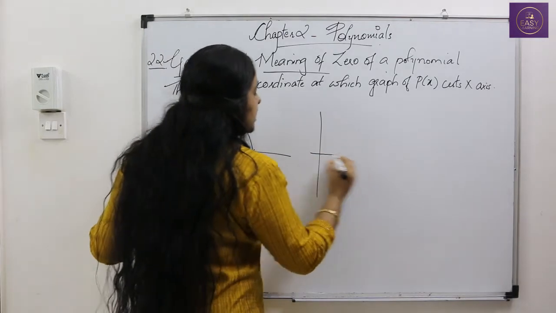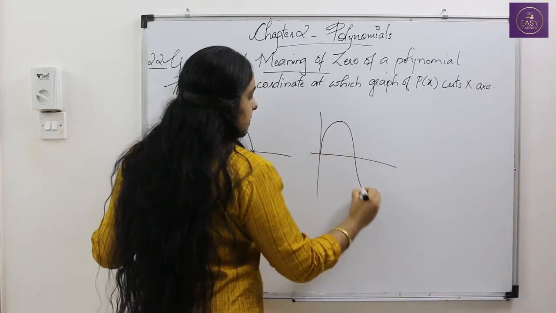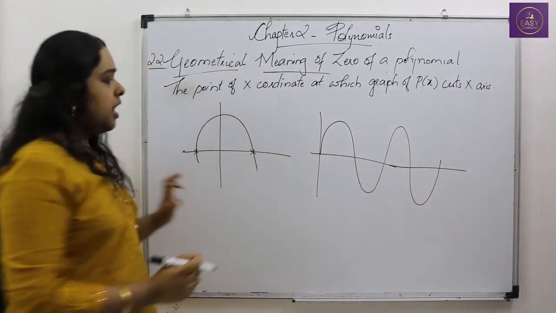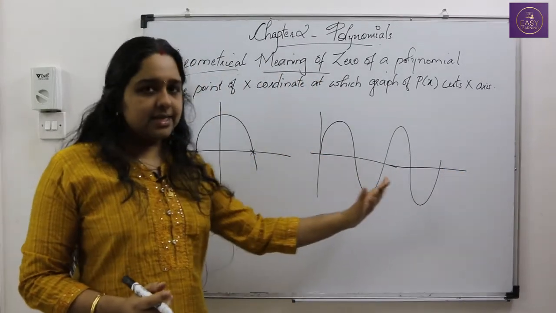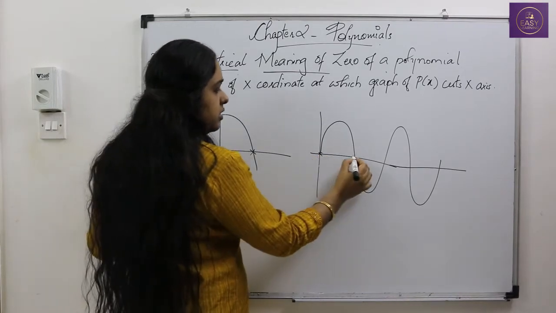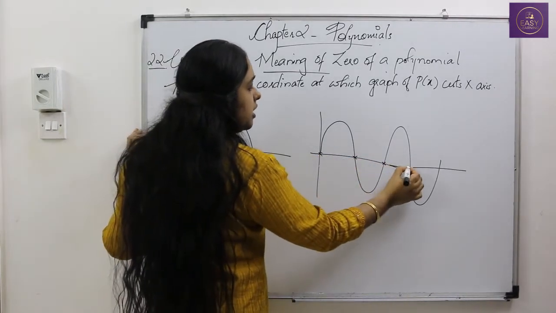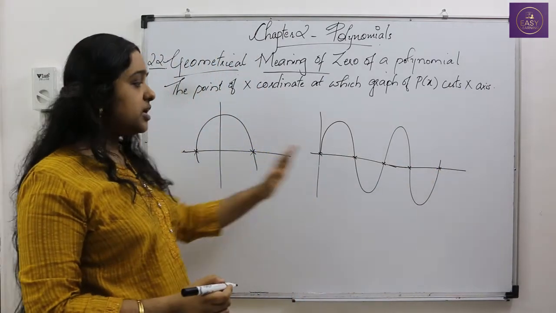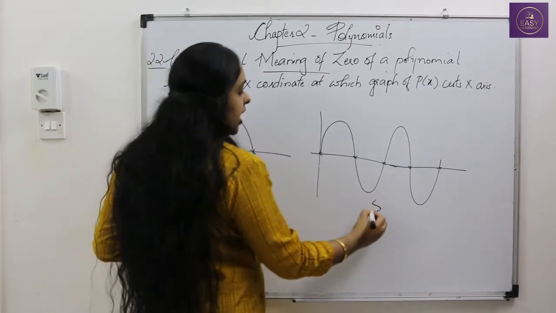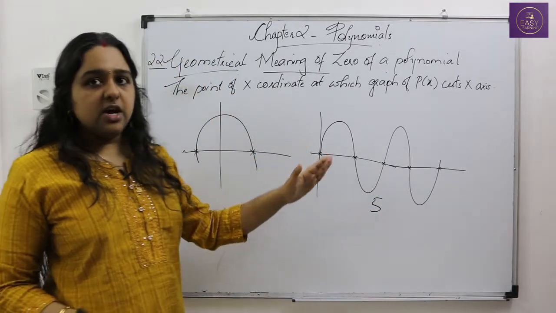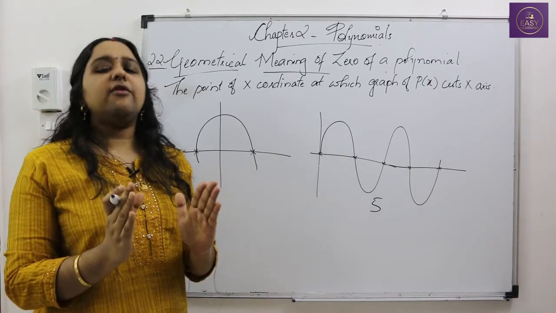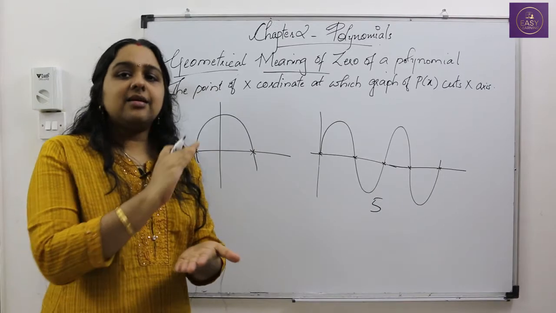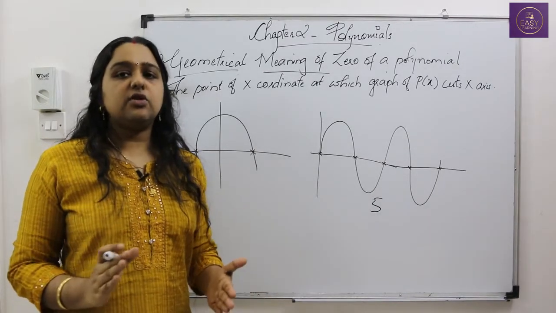Suppose you are drawing a sine wave. How many times does the graph cut the x-axis? 1, 2, 3, 4, 5. So how many zeros of the polynomial will there be for this graph? There will be 5 zeros of the polynomial for this graph. The only thing you have to focus on is how many times that line cuts our x-axis.